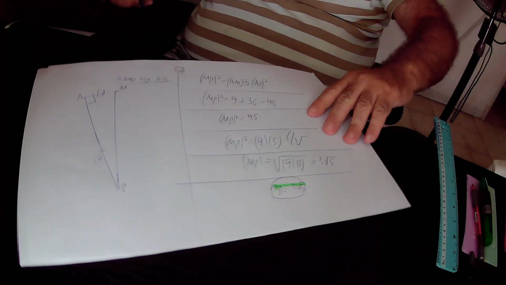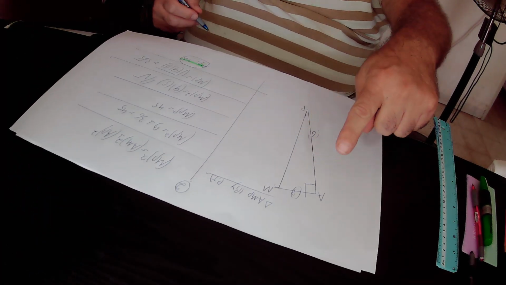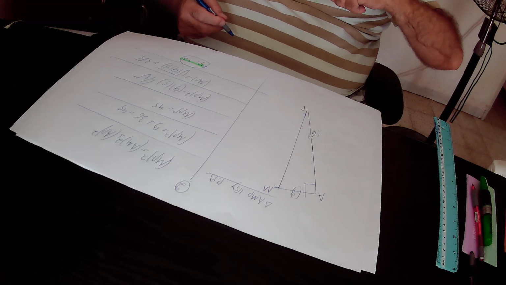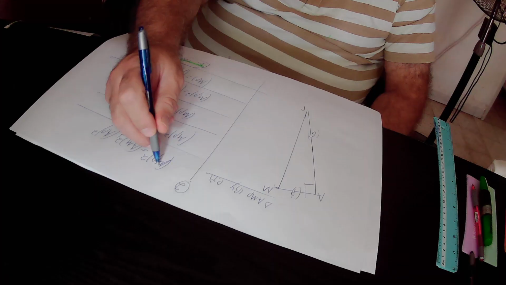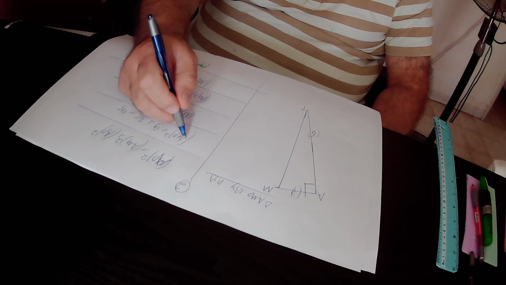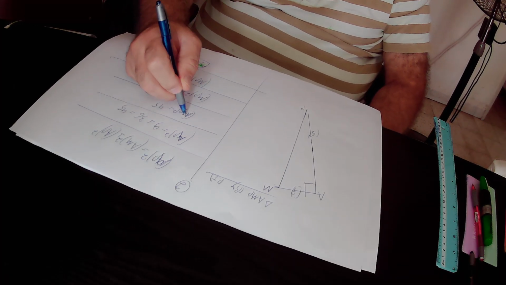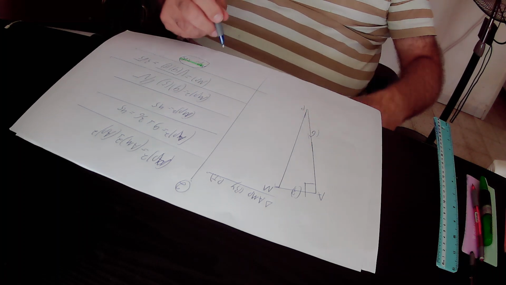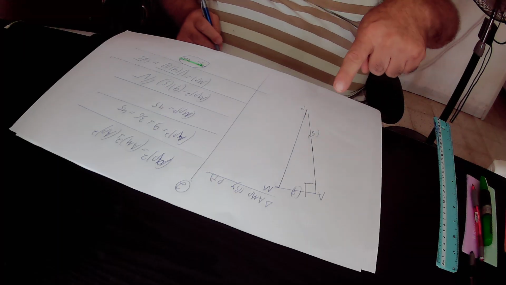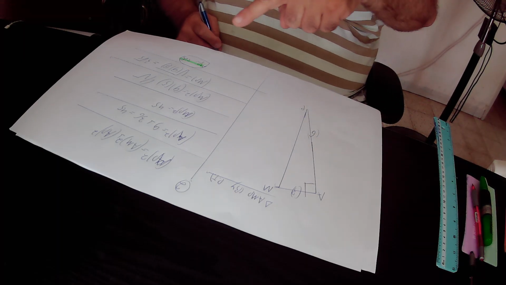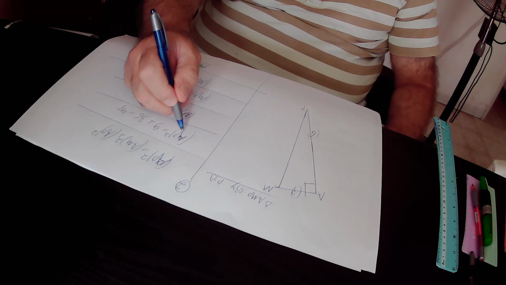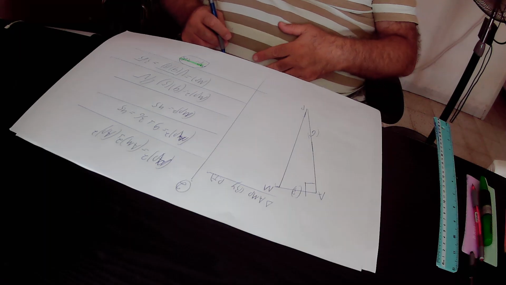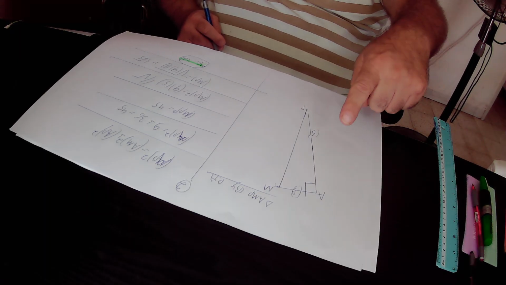Actually, it is MP. The hypotenuse is MP. So MP squared equals AM squared plus AP squared. MP is the missing side, so MP squared equals AM squared.